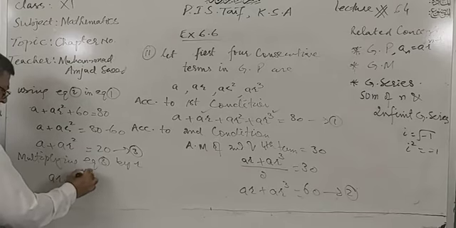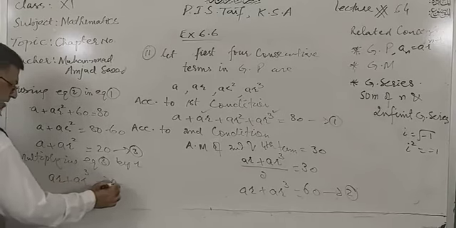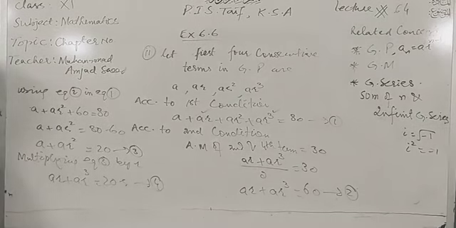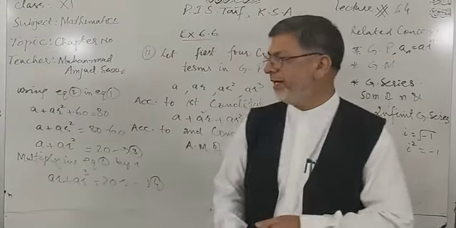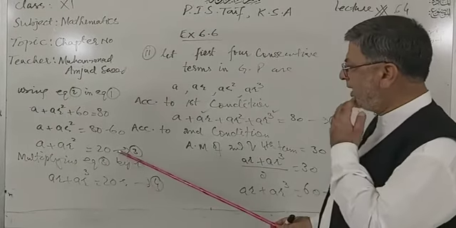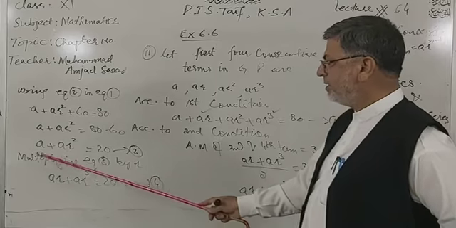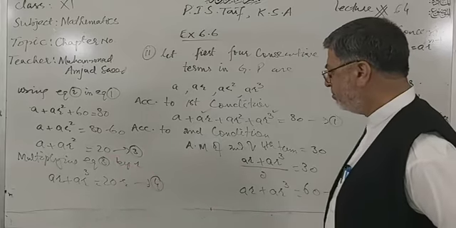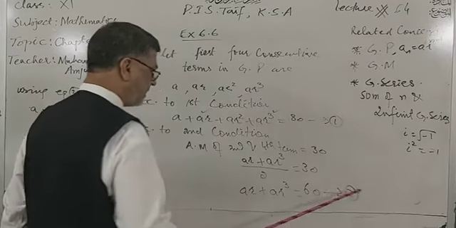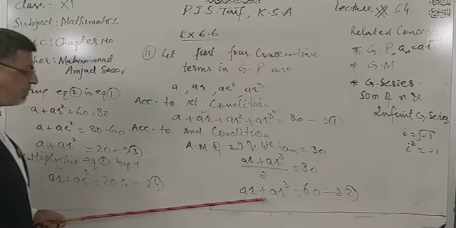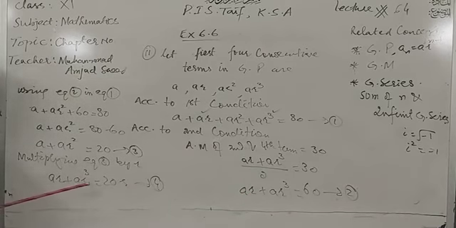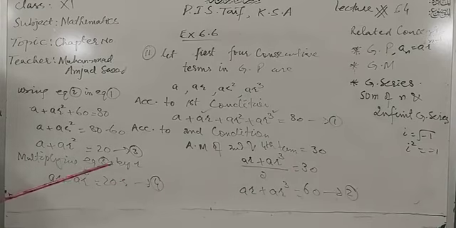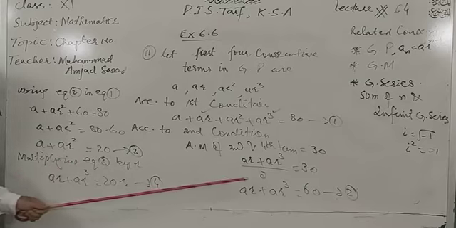AR plus AR cube is equal to 20R. Equation number 4. Dear students, why was I multiplying equation 2 by R? That becomes AR and AR cube, and that is 20R. But you can check equation number 2. What is the left side of equation number 2 and the left side of equation number 4? They are the same.